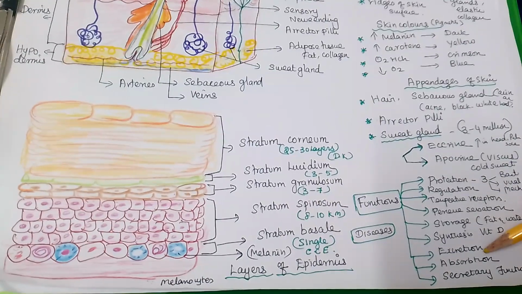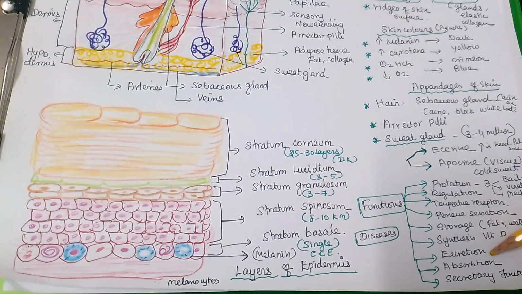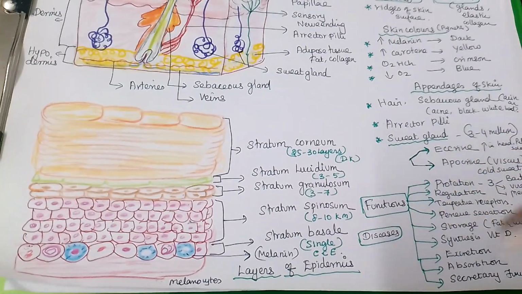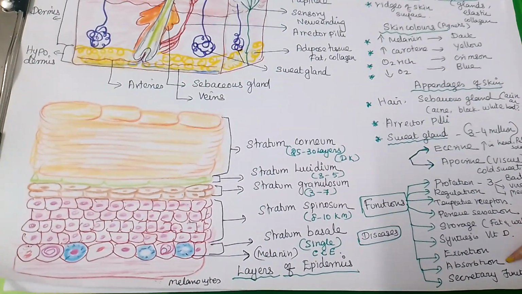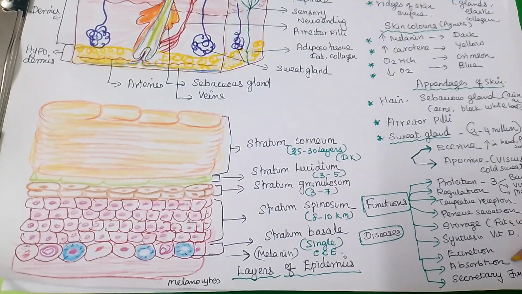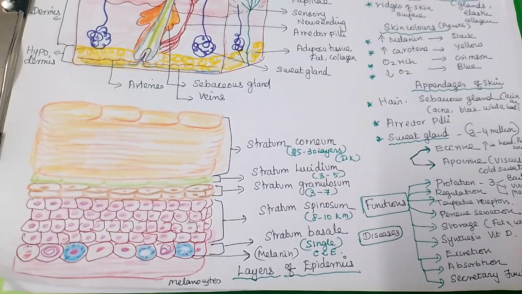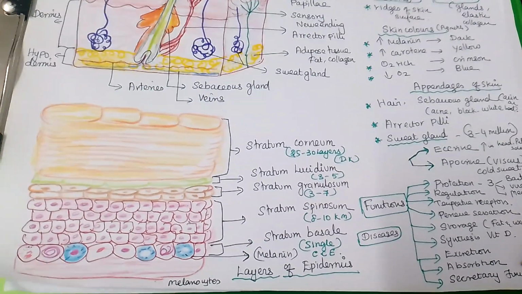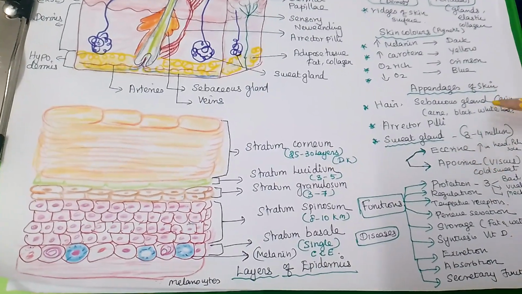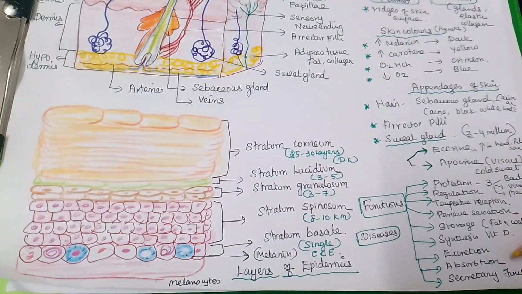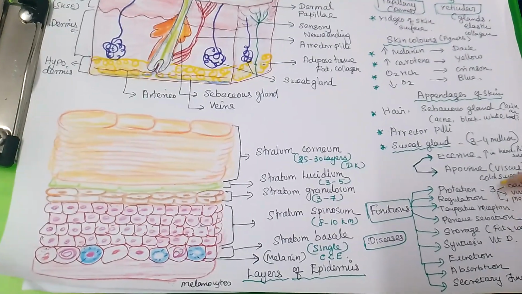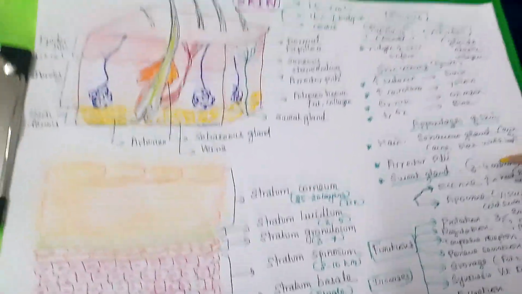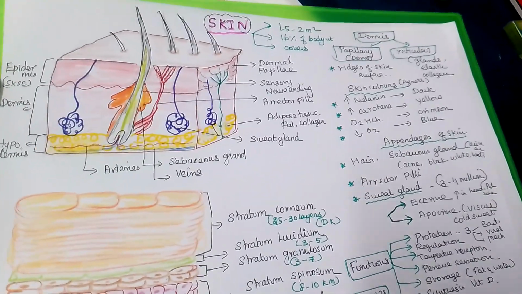Then excretion function: as we said, sweat excretes sodium, chloride, urea and uric acid. And then absorption: when you put some ointment on the skin, it is absorbed and activated. And secretory functions: it has apocrine glands, eccrine glands, sweat glands and sebaceous glands. All these glands secrete and do their own function. So this is about the anatomy and physiology of the skin.